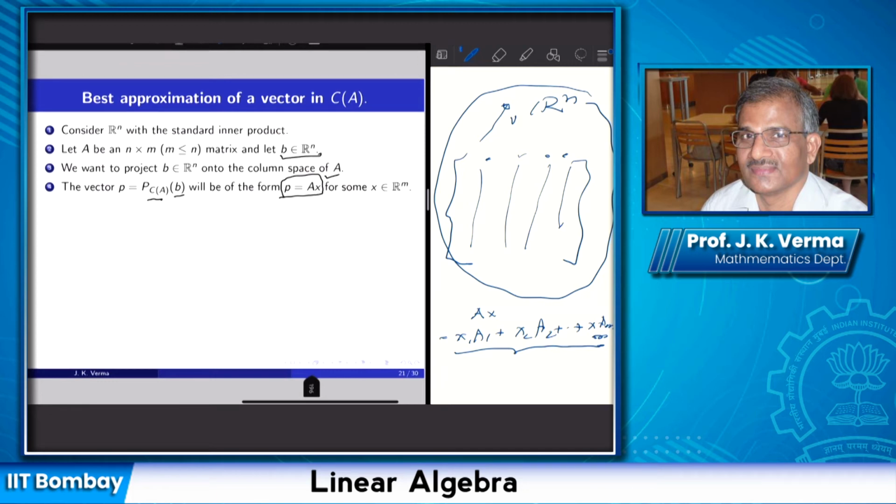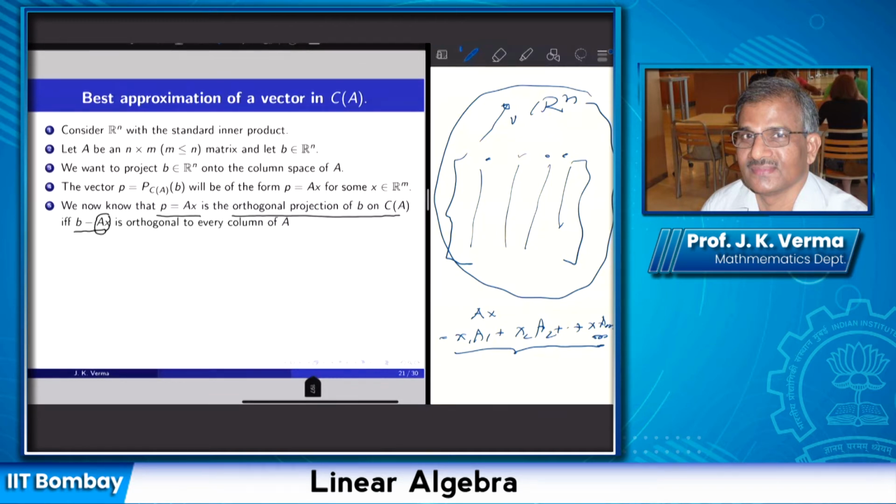So if we take an arbitrary vector and take the difference of this vector from the projected vector, then this difference is perpendicular to every vector in the subspace. Yeah, so this vector in the column space is the orthogonal projection of B in the column space if and only if B minus Ax is orthogonal to every column of A. When I subtract this projected vector, which is the best approximation, I get a vector that is going to be perpendicular to every column of A, so B minus Ax will be in the column space perpendicular.